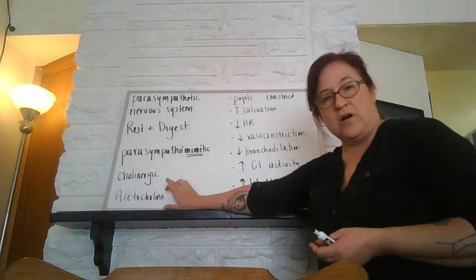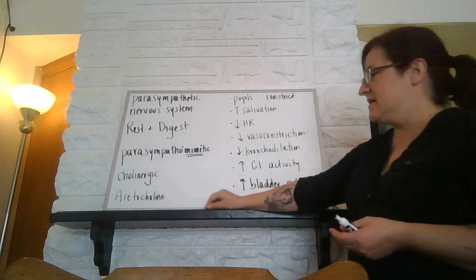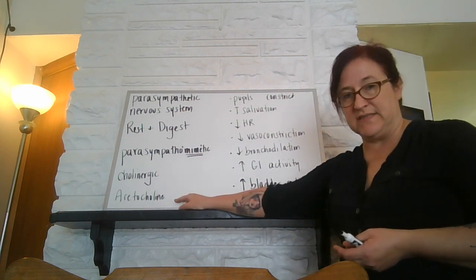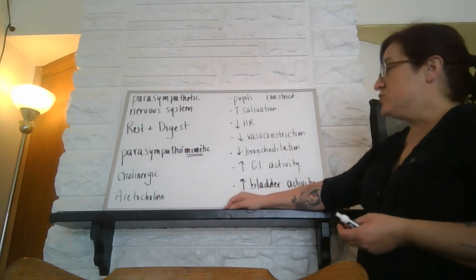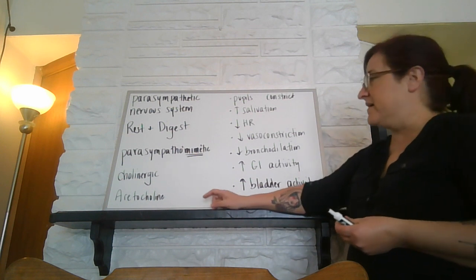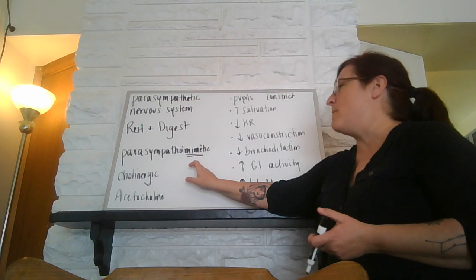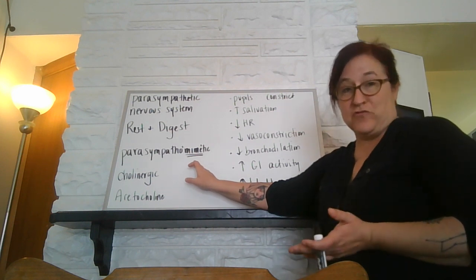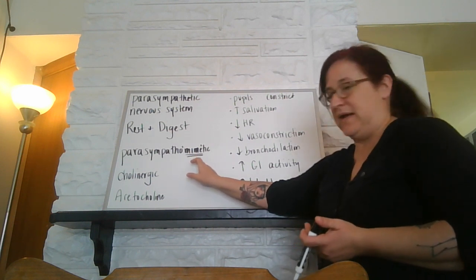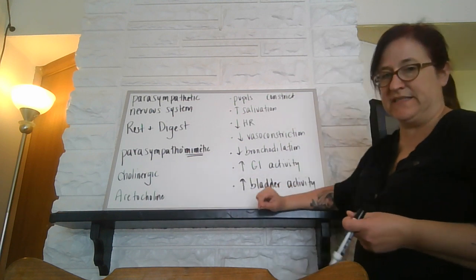This acts on what are called cholinergic receptors, and the main neurotransmitter is acetylcholine. Drugs that act like the parasympathetic nervous system are parasympathomimetic, which is a fun word to say, but basically means they're mimicking the parasympathetic nervous system.